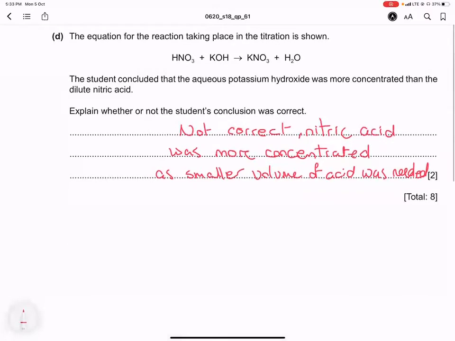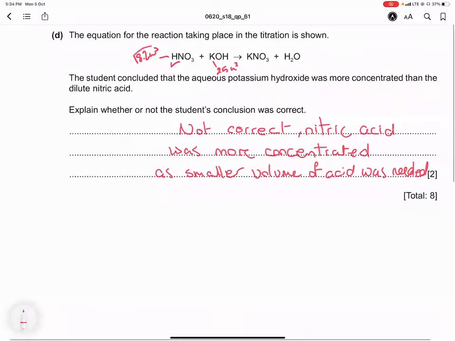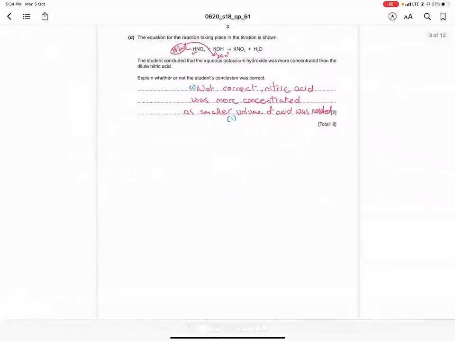We needed an average of 18.2 cm³ of nitric acid to neutralize 25 cm³ of potassium hydroxide. This means that the nitric acid is more concentrated, not what the student said, because we needed a smaller volume of nitric acid to neutralize a larger volume of potassium hydroxide. So the one that was more concentrated was nitric acid. So the student's assumption is not correct. This is a mark: nitric acid was more concentrated because a smaller volume of acid was needed. This is the second mark.